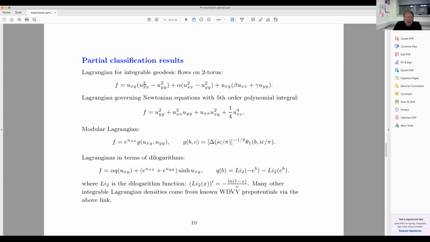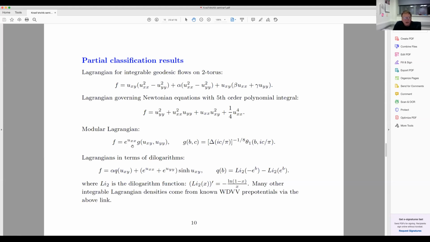There is another very simple example which governs Newtonian equations with 5th order polynomial integrals. This equation is governed by a Lagrangian density which is a 4th degree polynomial in Uxx. Again, it's a second order integrable Lagrangian. Both are polynomial integrable Lagrangians. Then we found quite a non-trivial example.